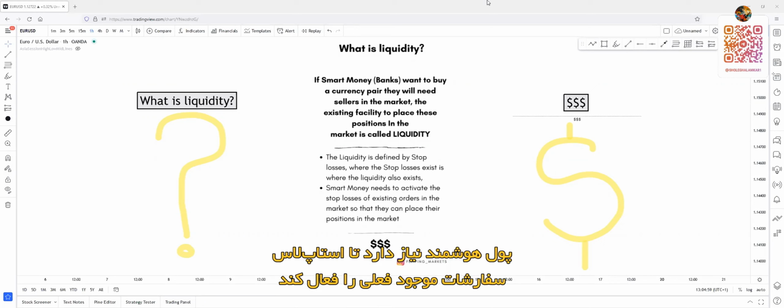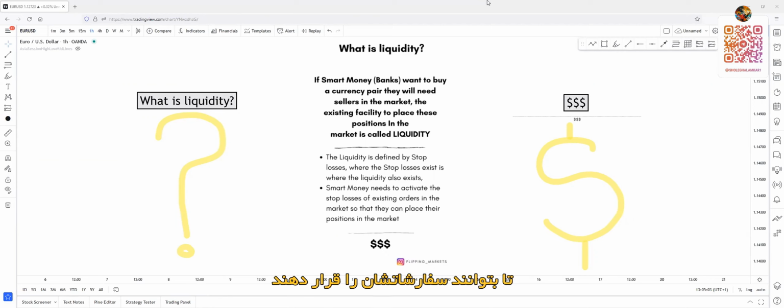Smart money needs to activate the stop losses of the existing orders in the market so that they can place their positions in the market. Okay, let's see some examples for this.